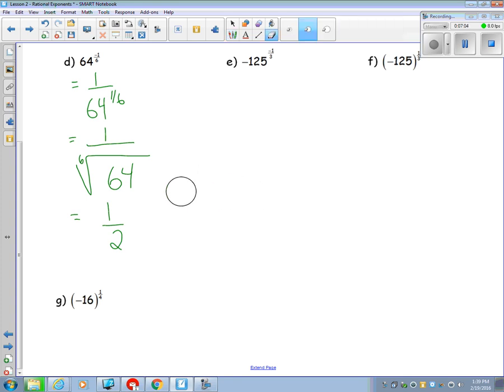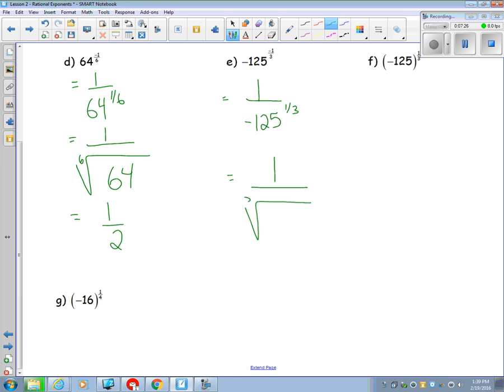All right, let's try the next one. Negative 125 to the power of negative 1/3. I see a negative exponent again. Let's deal with that. Let's flip it over, and then make our exponent positive. Okay, now what does that mean? I write it as a radical: 1 over the cube root of 125.